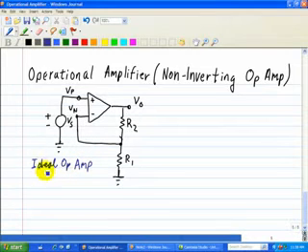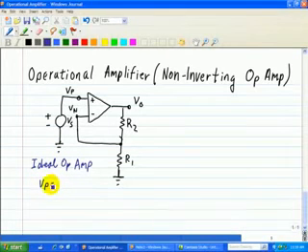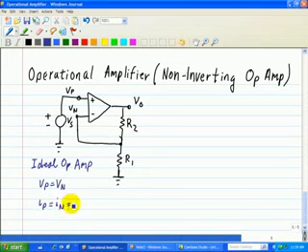So here's our ideal op-amp, in which we have Vp is equal to Vn, Ip equals In equals 0. And I discussed that in an earlier video. So let's take a look at this. Vp equals Vn. Well, what's Vp equal to? Well, we see Vp is connected to Vs. And we know that Vp is connected to Vn.